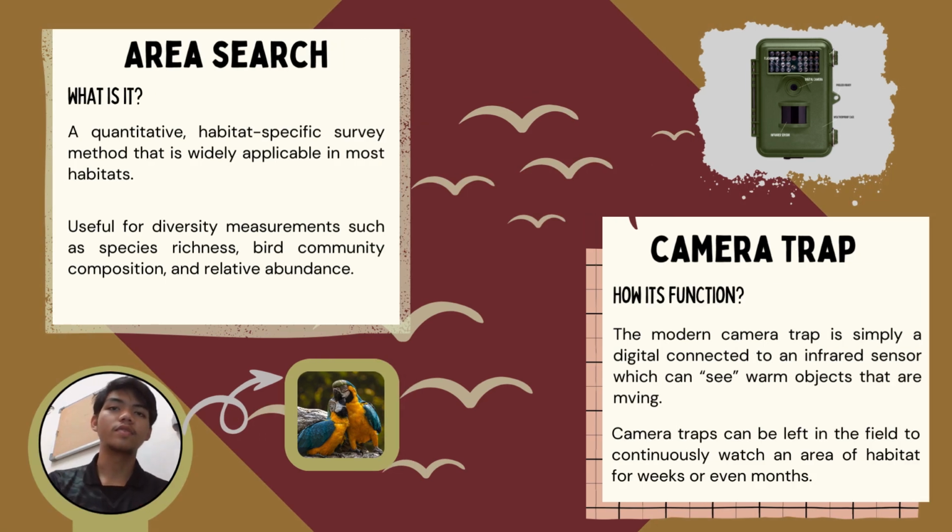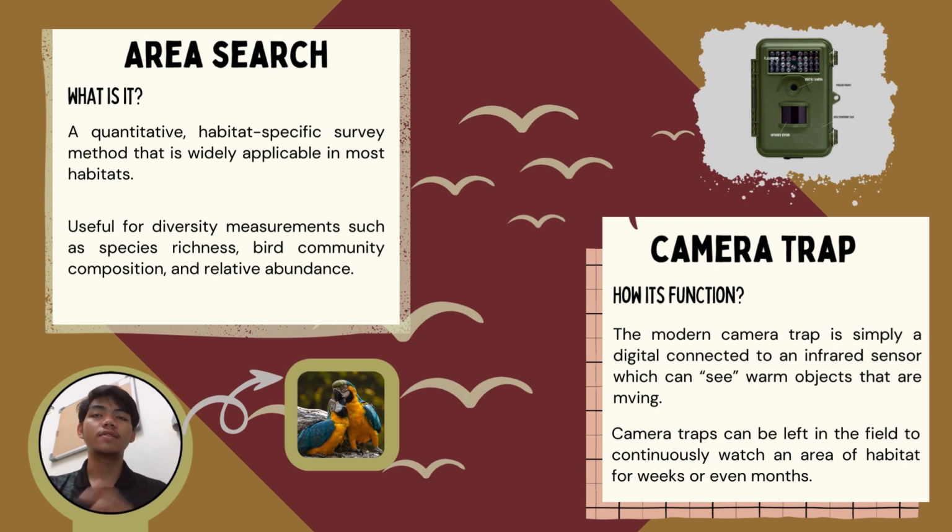Now we're going to look at the last two methods in my research, which are area search and camera trap. The third method is area search, a quantitative habitat-specific survey method that is widely applicable in most habitats, and it is useful for diversity measurement such as species richness, bird community composition, and relative abundance.